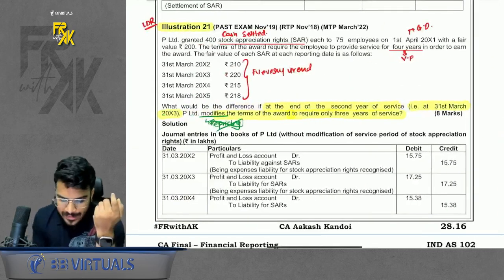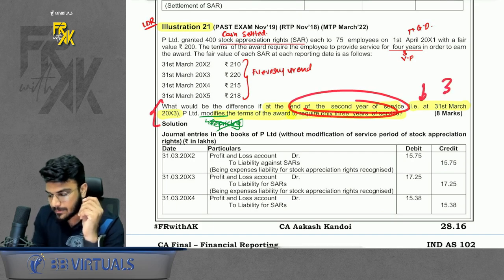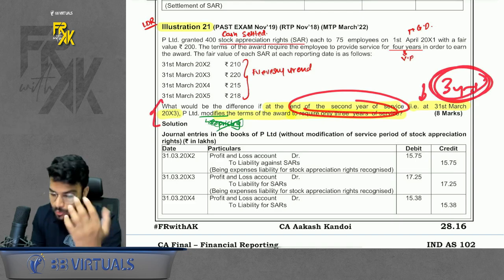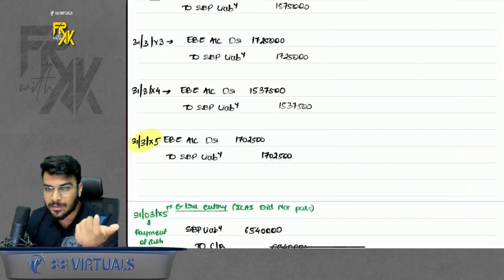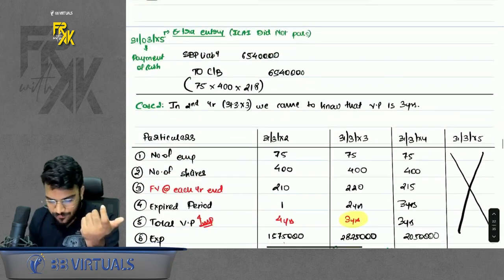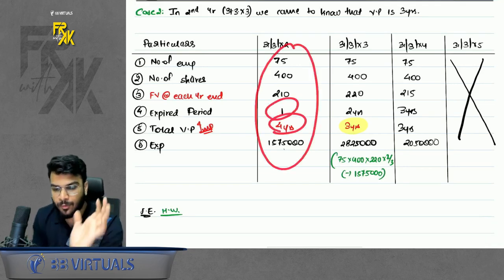Okay. There is a second part to this question as well, where the vesting period has reduced to 3 years. But this reduction we came to know only in the second year. In the second year, we came to know that vesting period is only 3 years. So how will you do for this now? In the first year, you did not know about this. So in the first year, you will book the expense as per 4 years only.